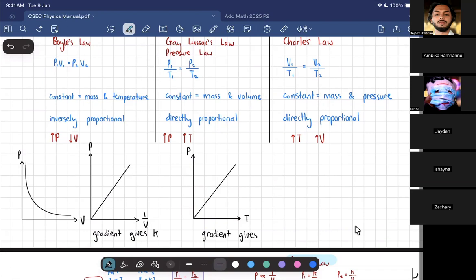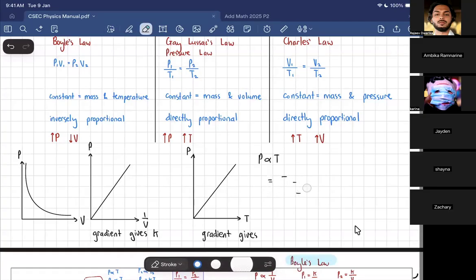So just run back through the scenario. You would say pressure is proportional to temperature. Then you would say P is equal to what? P will equal K times T. And if you compare that to y equals mx plus c, I can put plus 0 over here. You'll see that P is on the y-axis, T is on the x-axis, the y-intercept is 0, and the gradient will give us K. So the gradient gives K.